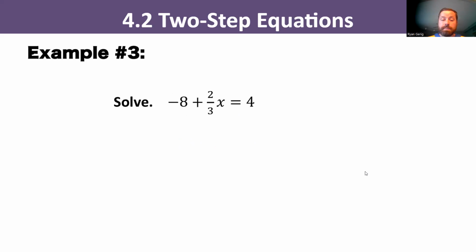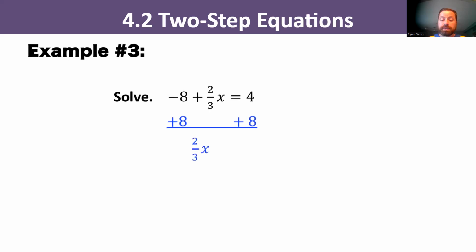And the last example here, we've got -8, or subtract 8, plus 2/3 x equals 4. Well, I'm going to undo the subtraction, or the negative, first. So I'm going to add 8 to both sides. That leaves me with 2/3 x on the left. 4 plus 8 is 12. Now, we've got a fraction here.